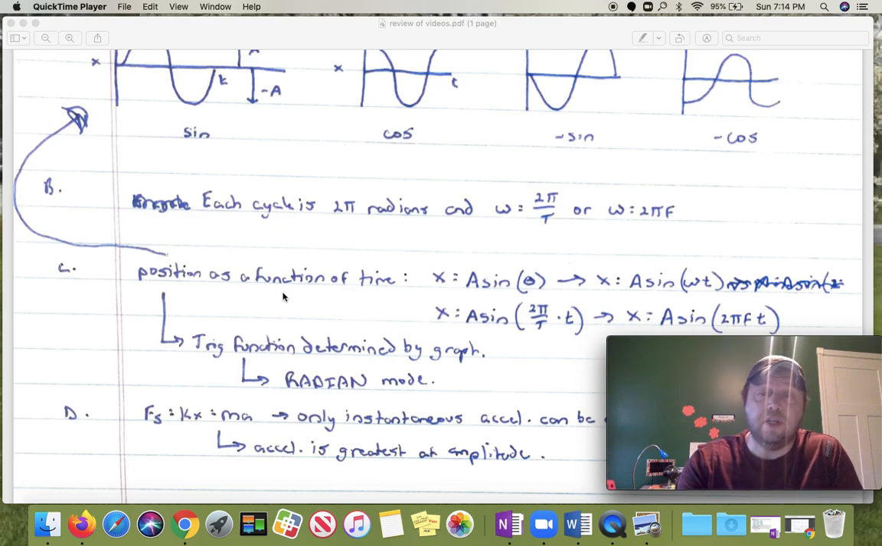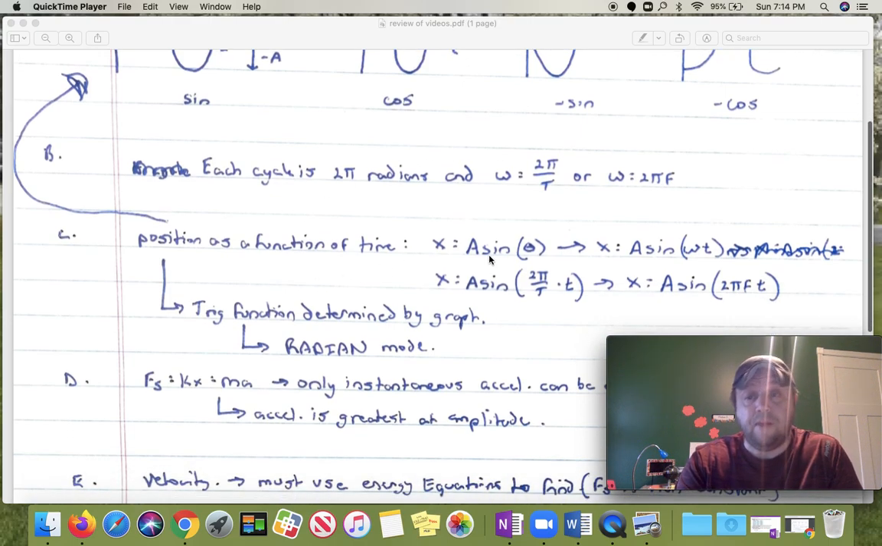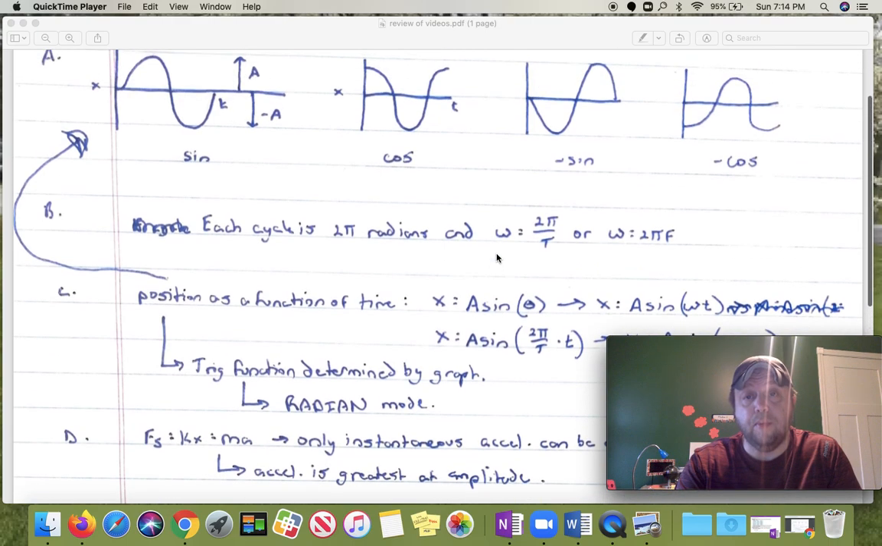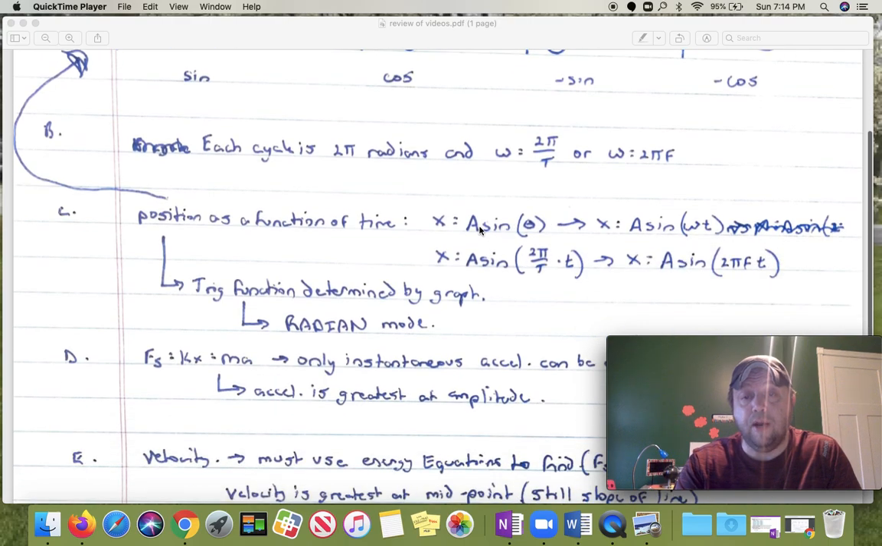Okay, writing the position as a function of time graph. Now, I'm using sine, but remember your position graph can be any of these 4, so you need to be aware that you might have to end up changing the trig function. So remember, x equals A sine of theta, and theta is omega times time. Remember, this is 2 pi, so this is omega times time here, and we can sub in the 2 pi over T or the 2 pi f t for that expression.